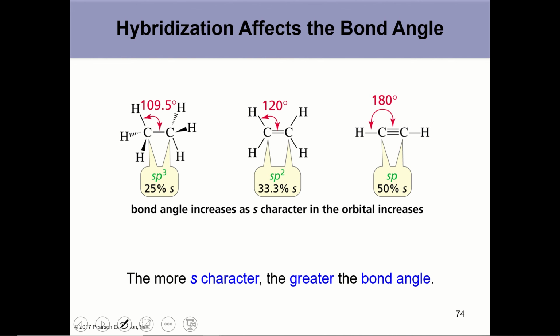Hybridization also affects the bond angle, so you can make the same relationship with the percentage of S. The smaller the percentage of S, the smaller the bond angle. So bond angle increases as S character increases. The more S character, the greater the bond angle.